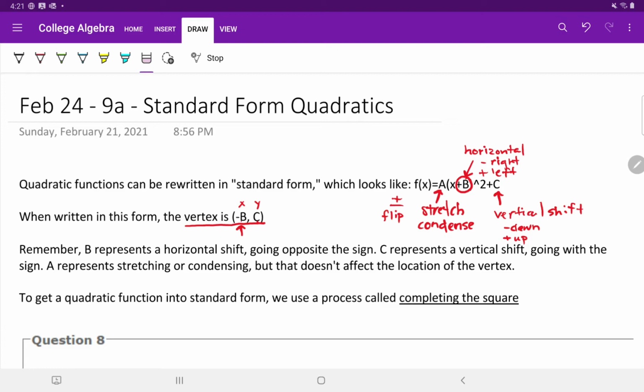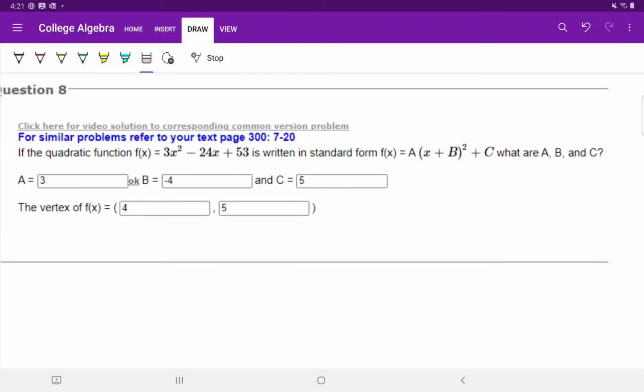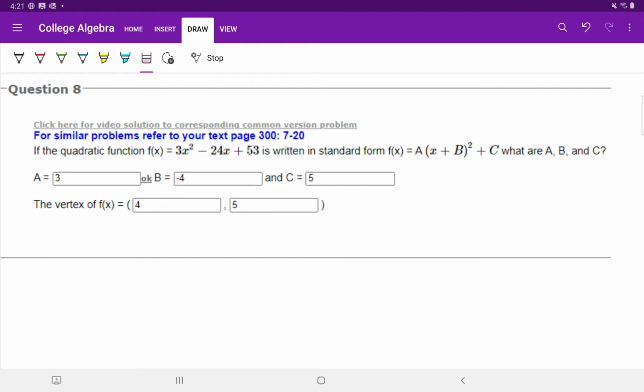So in order to get a quadratic function into standard form, we use a process called completing the square. And we'll demonstrate that with some examples that are coming up. So question 8 from the common version of homework A gives us a quadratic function and asks us to write it in standard form. And of course, you'll recognize A times the quantity x plus b squared plus c, which is exactly what I was just talking about. That's our standard form. So let me show you how we go from one to another.